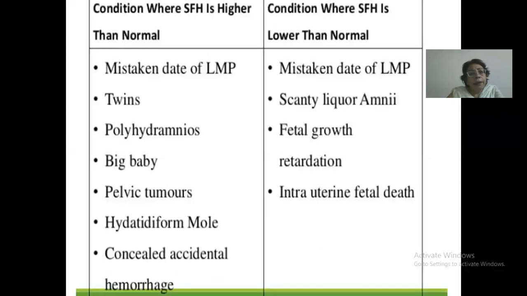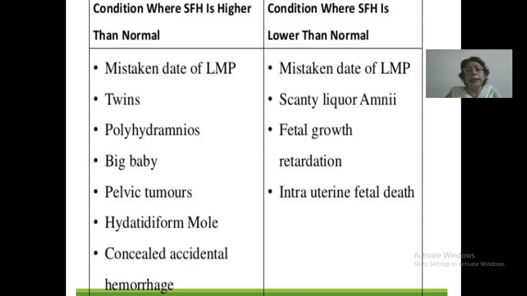Now, these are the conditions where the uterine height is more than the normal or lower than the normal. Now, when it is more than the normal: the patient does not remember her dates, there is a mistaken date of LMP, it's a twin pregnancy, it may be more liquor, that is polyhydramnios, the baby size would be big. In addition to the baby, there is some pelvic tumor which has increased the height, hydatidiform mole, or concealed accidental hemorrhage. All these are causes of height more than period of gestation.